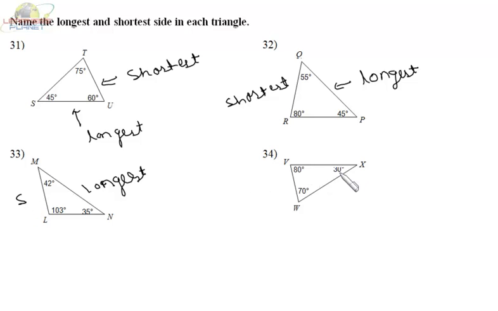In this case, this is the smallest angle. That means the side opposite to it will be shortest. And this is the biggest angle. That means the side opposite to it will be longest. I hope you are clear.